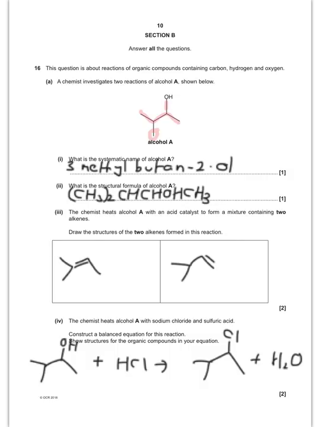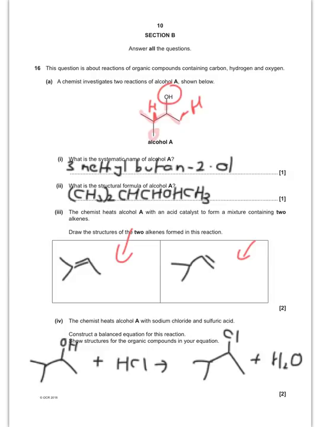If I heat this alcohol with an acid catalyst, I remove the H from one carbon and the OH here. So I could remove the H from that to produce this alkene here, or I could remove the H there to produce this alkene there.